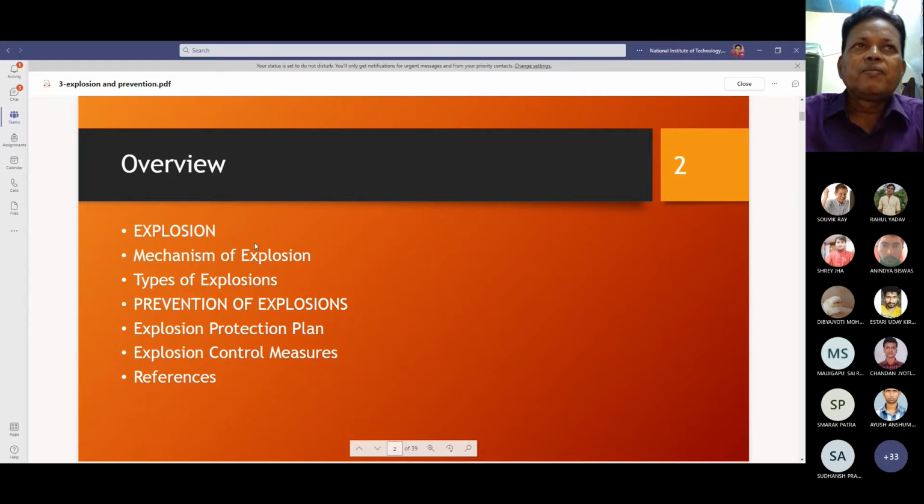We have discussed the explosion. Different types of explosions are there: coal dust explosion, methane explosion, mechanism of explosion, how the explosion takes place, and a third type of explosion, a mixture of coal dust explosion and methane explosion, prevention of explosion, explosion protection plan, explosion control measures. Let us see.